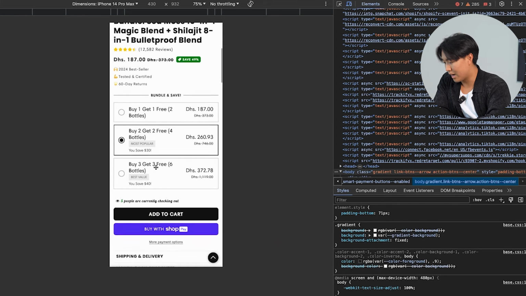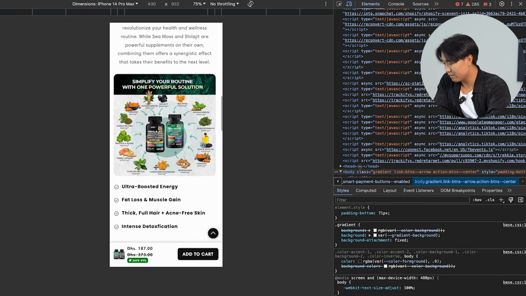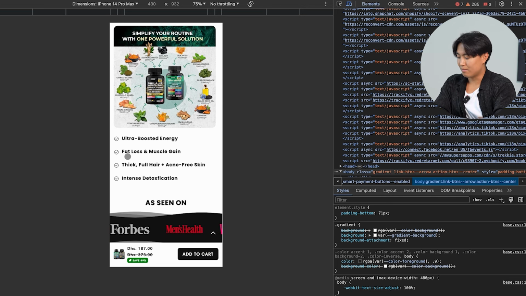form of icons. So a really good example of using icons would be something like this: boosted energy, fat loss and muscle gain, thicker, fuller hair, intense detoxification. So in terms of icons to aid this, instead of using this little tick thing, the brand might choose to use a little lightning emoji. Fat loss and muscle gain could be that emoji that's flexing the bicep, and thicker, fuller hair is like that hair massage emoji. Intense detoxification could be like this meditation emoji, right? And you can also design custom icons. So that's one way of displaying benefits.